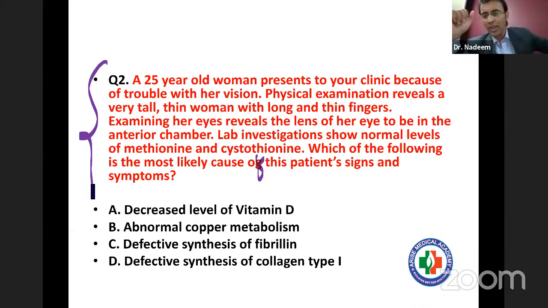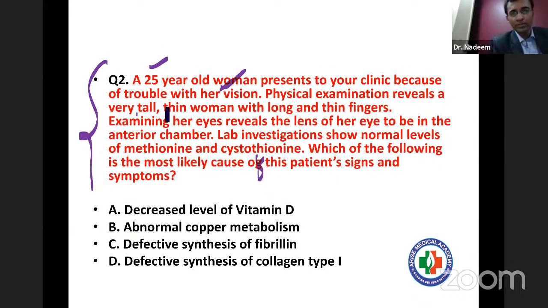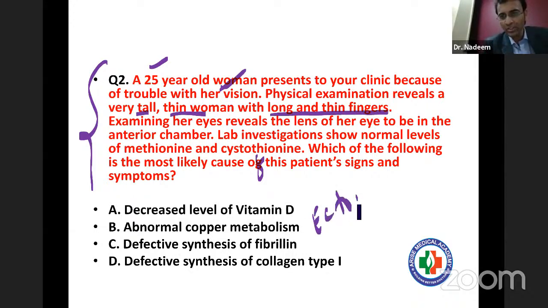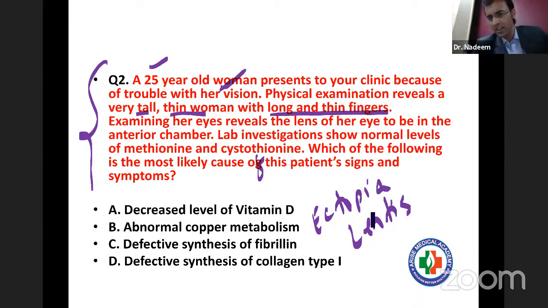I think with this clinical scenario, you can understand the case. She is a 25-year-old woman having some problem in her eyes. She is a very tall and thin woman with long and thin fingers. I hope you have got some idea now. Examining her eyes reveals the lens of her eye to be in the anterior chamber. I can say she is having ectopia lentis. Up to this point, you have some basic idea that I'm talking about Marfan syndrome: a disproportionately tall and thin person.